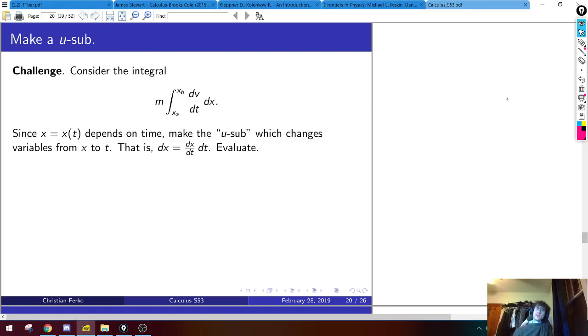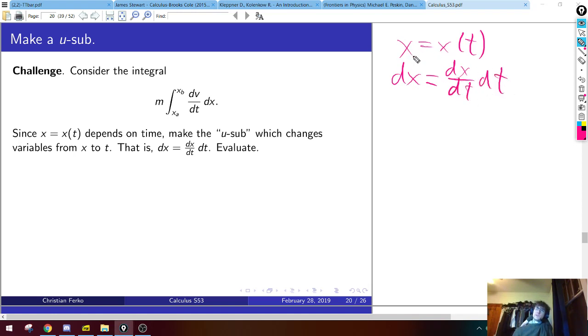So we're going to start with that integral, the same one, m times the integral from xa to xb of dv/dt. You're going to make a u substitution. So we're going to change variables from x back to time. What do I mean by that? We mean x is a function of time, x equals x of t. So we can make a u substitution where, if I just hit both sides with the d, dx is dx/dt dt. This is just like the usual u sub, except I'm using the letter t instead of u. So make that substitution and plug it into this integral, and then evaluate the resulting integral. You'll just get some answer.